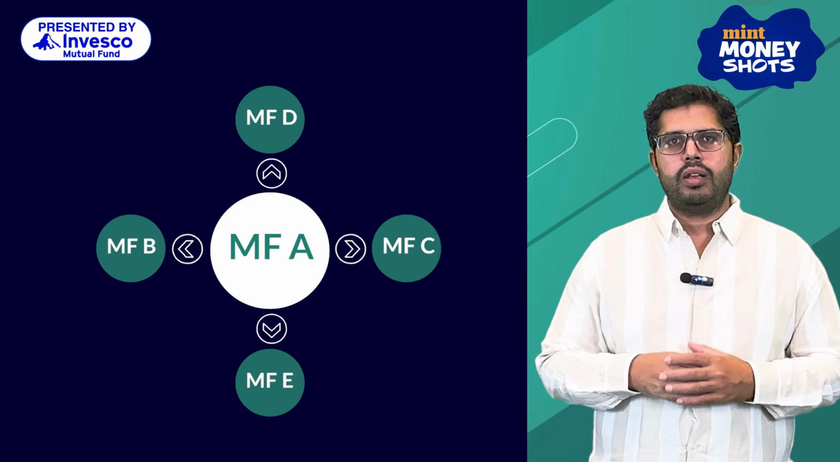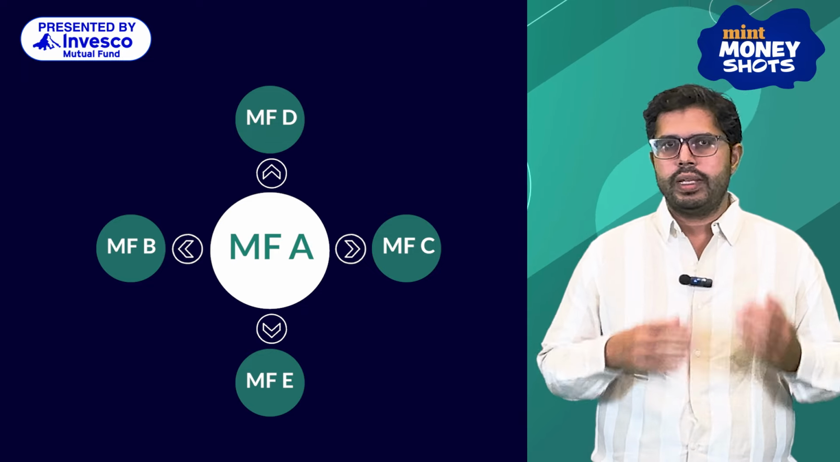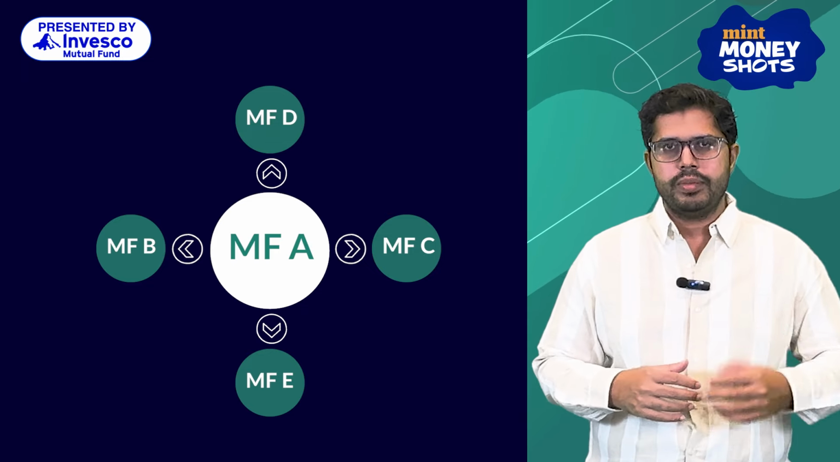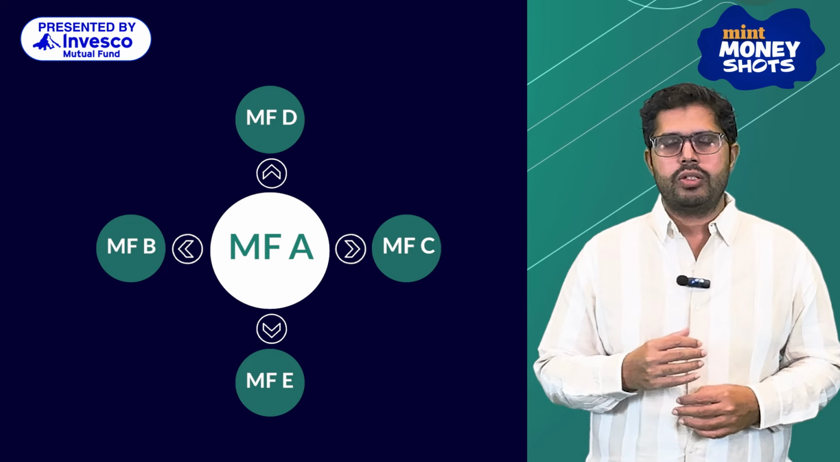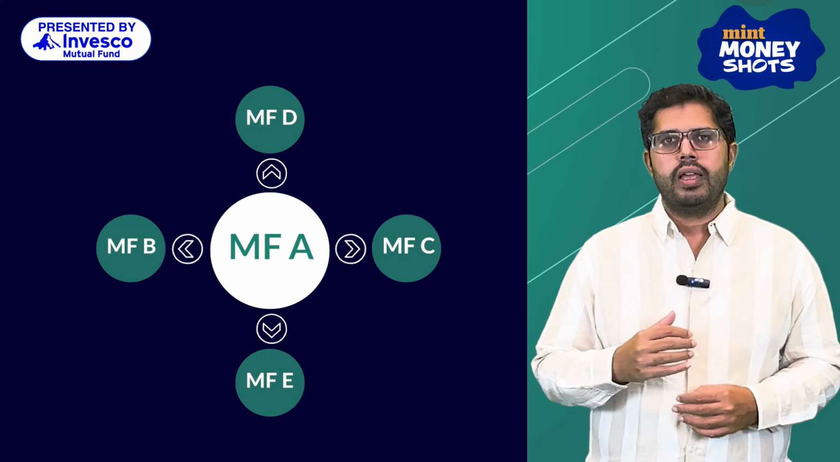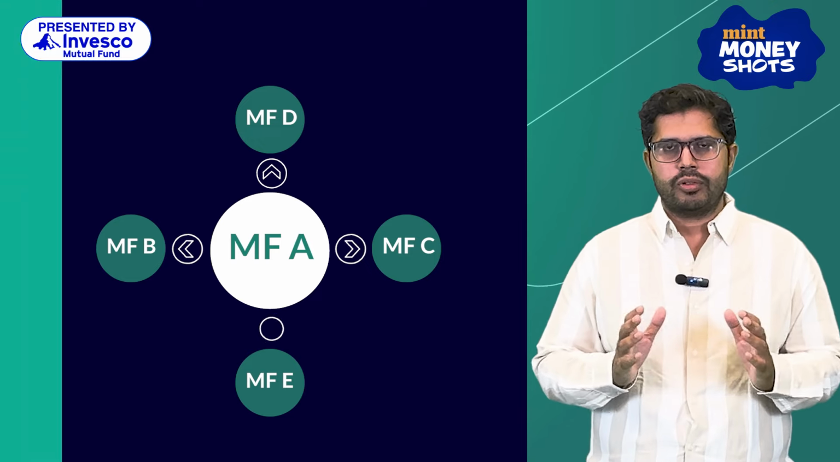Suppose you have parked a lump sum in a liquid scheme and you want to diversify into equity, hybrid, and international schemes. You can set up an STP to gradually allocate funds to each of these options, customizing your asset allocation within the same fund house.